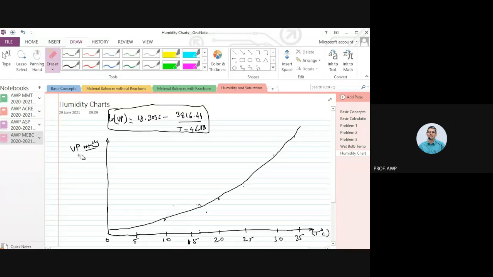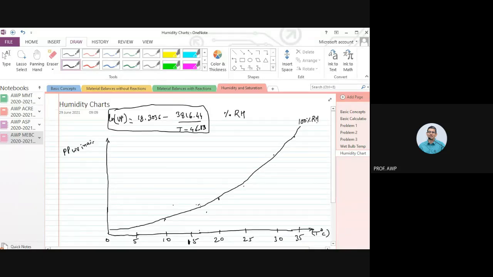Rather than plotting vapor pressure, can I plot partial pressure of water vapor in the air? But then I have to give you the percent RH. So this line that we have drawn, it is based on vapor pressure. So what is the percent RH corresponding to this line? 100%. Correct. This whole line corresponds to 100% RH.